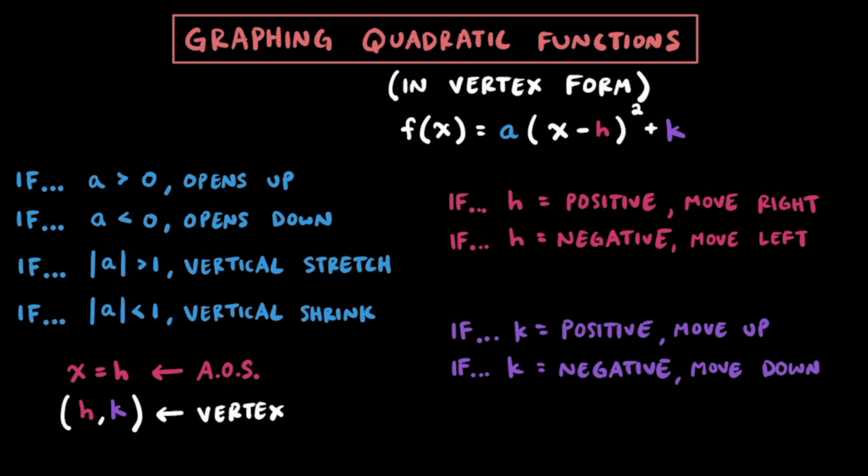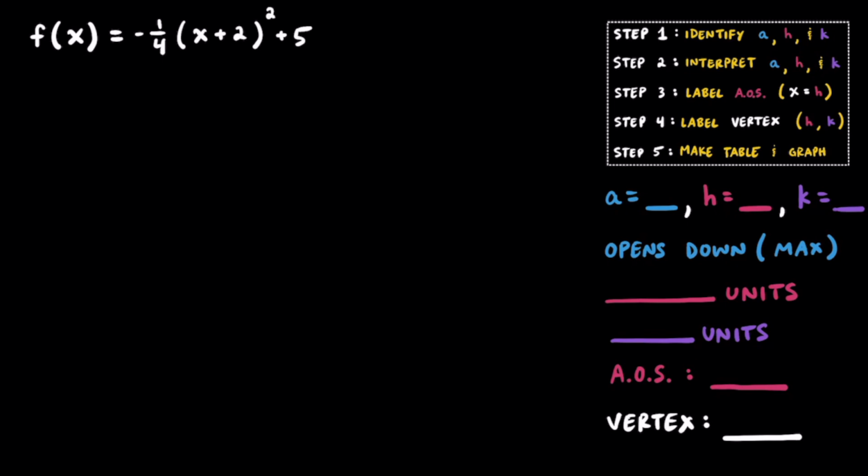Let's quickly go over that example that was on the screen just a moment ago in a little bit more detail so you can see this in action. So let's actually make a detailed and accurate graph for this function f of x is equal to negative 1/4 times a quantity of x plus 2 squared plus 5. This negative 1/4 that we have in front is going to be our a value, so we can say a is equal to negative 1/4.